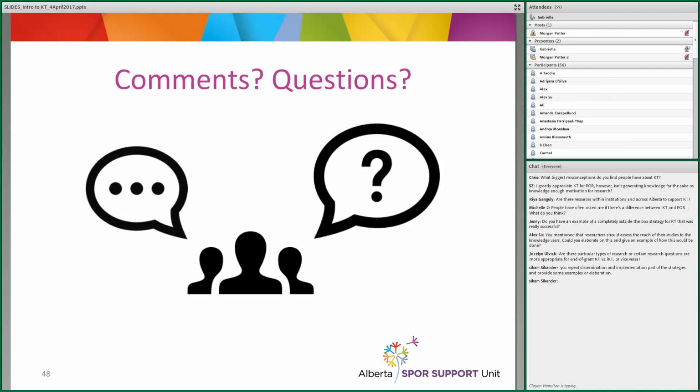Yes, there is a difference between integrated KT and patient-oriented research. To do patient-oriented research well, it will be an integrated KT project, but not all integrated KT projects will necessarily include patients or be patient-oriented. It's still possible to do integrated KT without it being patient-oriented. But as I said, most patient-oriented research, if you want to involve the patients and have it really directly related to them, should be an integrated KT project.